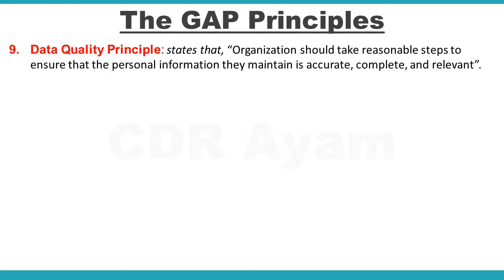The data quality principle is the ninth GAP principle. This principle states that all organizations should take reasonable steps to ensure that all gathered digital information they maintain is accurate, complete, and relevant to their purpose of gathering.